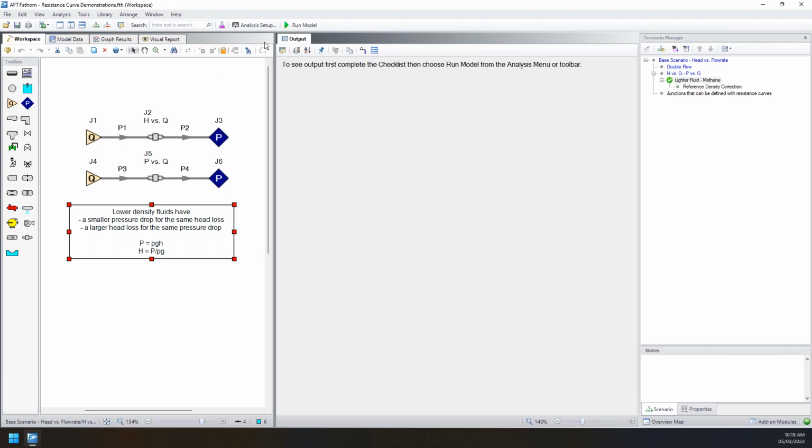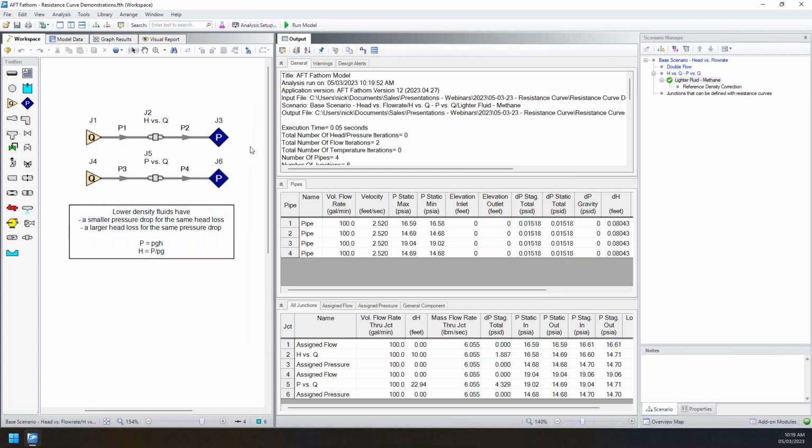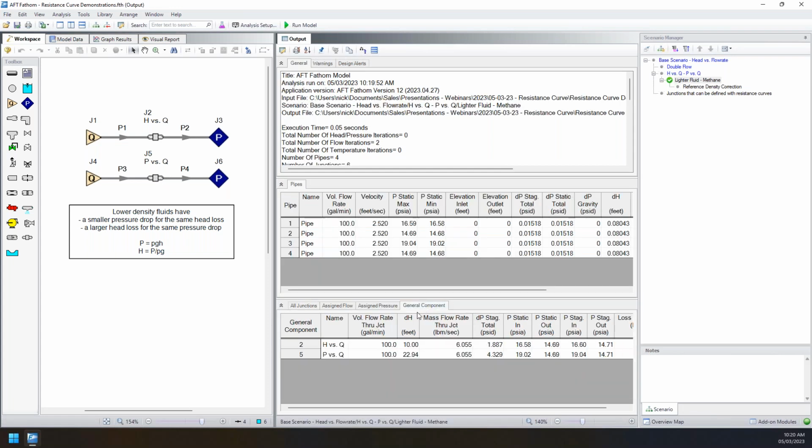And then here, we don't use rho, but this P is representing that density component. So if we run our model, again, in the case of water, where the pressure curve was defined in terms of water and the fluid was still water, we got the same results. But now if we compare our general components, we can see that we're still getting our 10 feet of head loss through the first one, and we're still getting our 4.33 PSI of pressure loss through the second one. But now we see this inconsistency in head, and we also see this inconsistency in pressure.